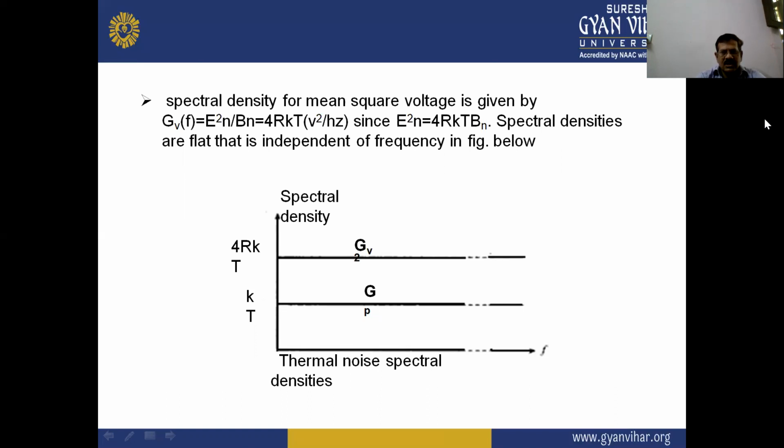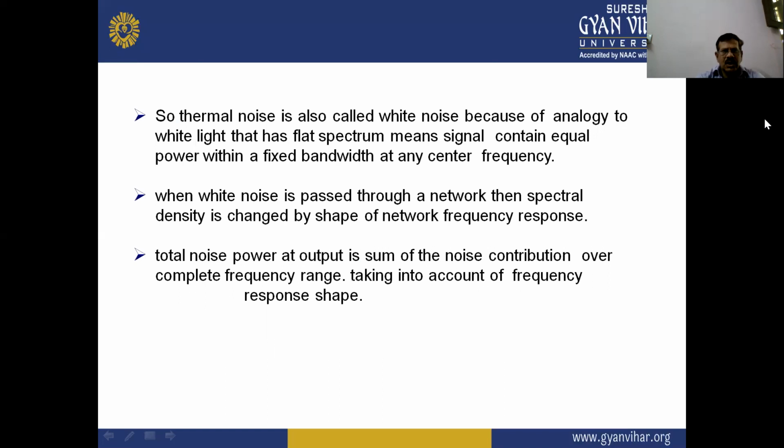So thermal noise is also called white noise because of the analogy to white light that has a flat spectrum, meaning the signal contains equal power within a fixed bandwidth at any center frequency. When white noise is passed through a network, the spectral density is changed by the shape of the network frequency response. So the total noise power at the output is the sum of the noise contributions over the complete frequency range, taking into account the frequency response shape.